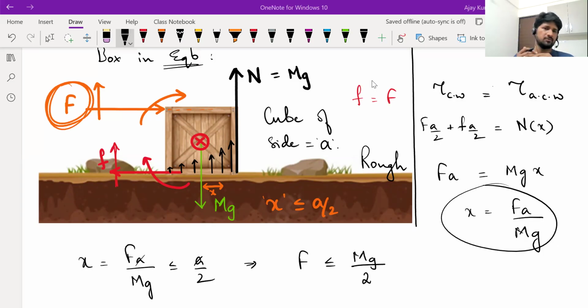As the force applied becomes stronger and stronger, friction also becomes stronger, assuming sufficient friction is available. Clockwise torque increases. For the box to remain in equilibrium, anti-clockwise torque has to increase, which is produced by normal force in this case. For torque due to normal force to increase, normal force has to shift its line of action. But there is a limit up to which it can shift. So there is a limit up to which you can apply a force such that the box does not topple. If you exceed that limit, the box will definitely topple.